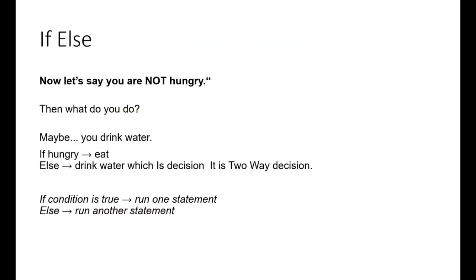But what happens if I am not hungry? Then what can I do? I can definitely go and drink water, which is one of the possibilities. So if I am hungry, I will eat, else I will drink water, which is also known as a two-way decision. That is, if the first condition is satisfied, I will do this task, else I will do the other task. So if one condition is true, run one statement, else run the other statement.